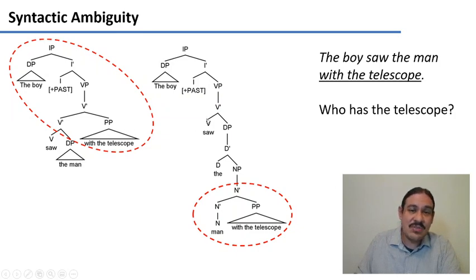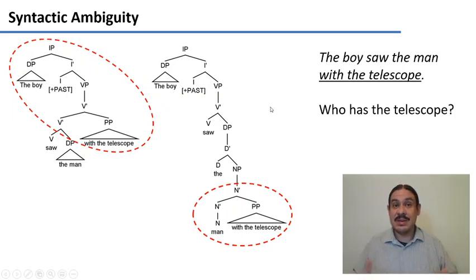These are two different trees, and both of these trees are possible from the string of words, the boy saw the man with the telescope. So that's why we have a syntactic ambiguity. We can have two different ways to draw the tree and therefore two different interpretations.